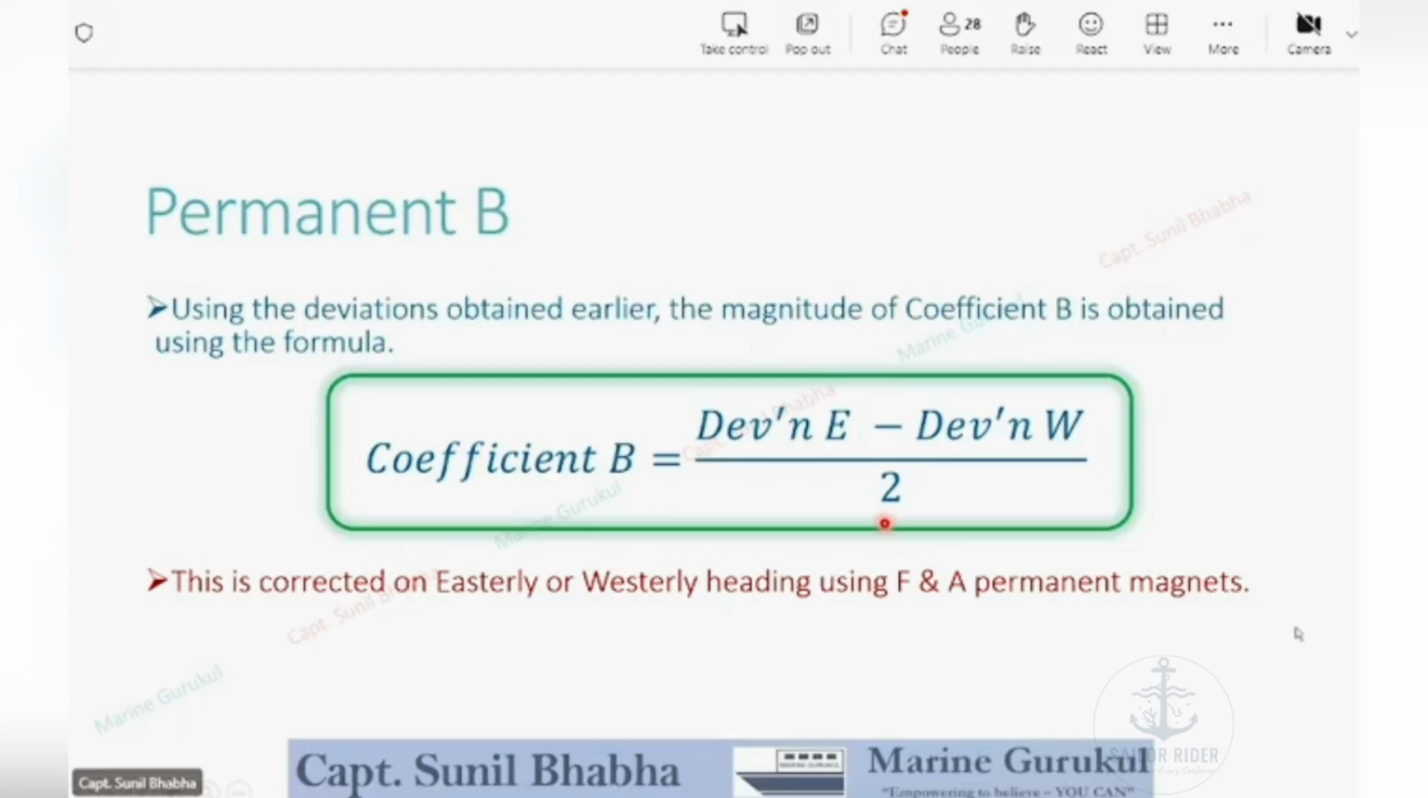The magnets are placed two in a row side by side, and the number of pairs can be increased or decreased. Also, the distance of the magnets from the compass location can be increased or decreased, as there are a number of slots provided in the binnacle. So by varying the number of magnets and their distance from the compass location, the compass adjuster can vary the correction for permanent B.